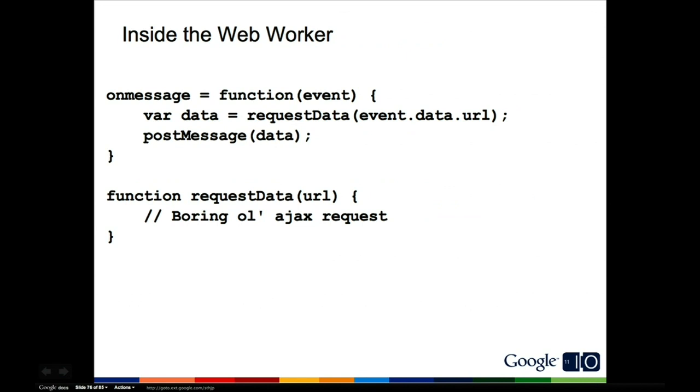Inside the worker, again, this could theoretically be any JavaScript code that you wanted. You're going to have an onMessage function, which is going to do the same thing it did on the outside. Get the data, deal with it. In this case, we're making a synchronous Ajax request. That's important. Everything that happens in a worker is synchronous. We get the data, we put it back.